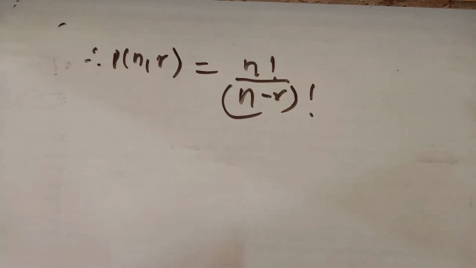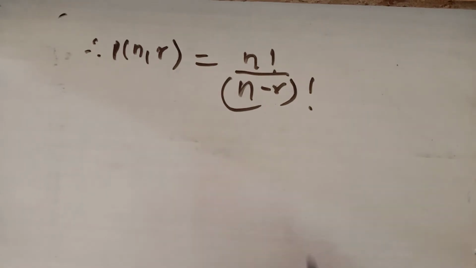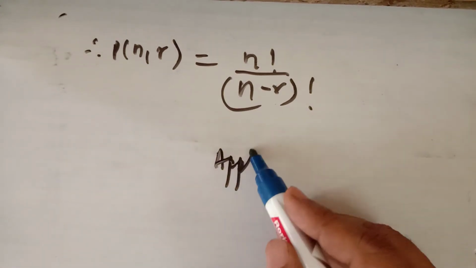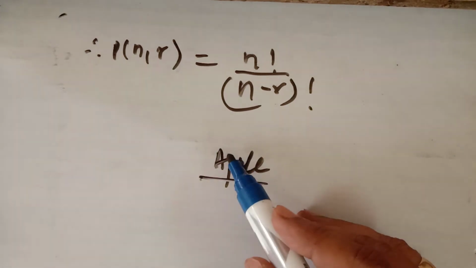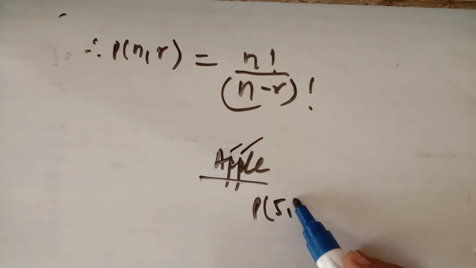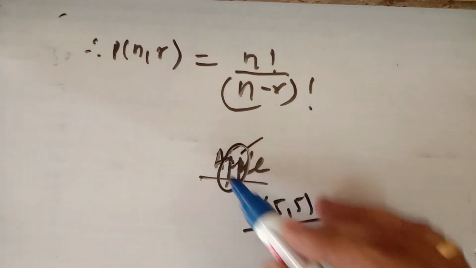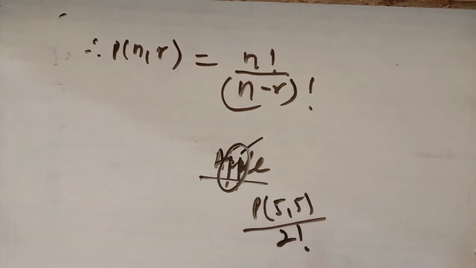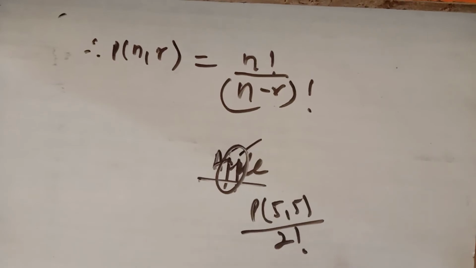After that, suppose something is repeating. Suppose there is a word apple, and how many words you can make using this word, and the p is repeating. So you can use permutation of 5, and the p is repeating 2 times. So you have to divide it by the factorial of the number of times that event is repeating.